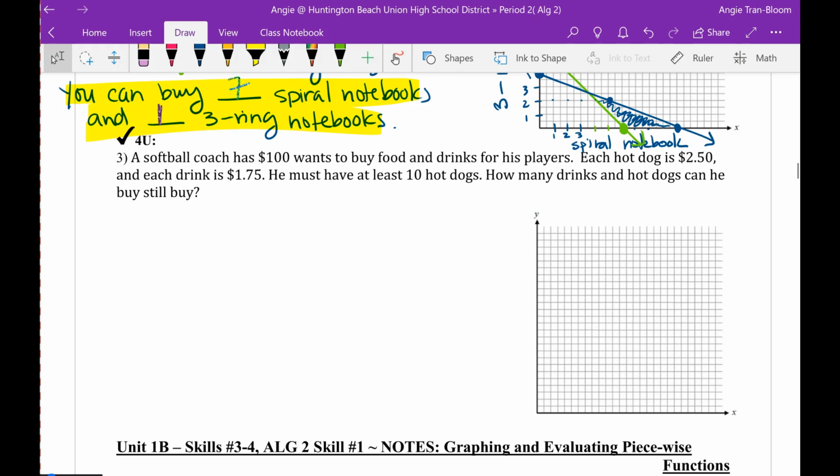Write it out. Define the variable. If you're using X and Y, let X be what, let Y be what. Go label your X and Y intercept.